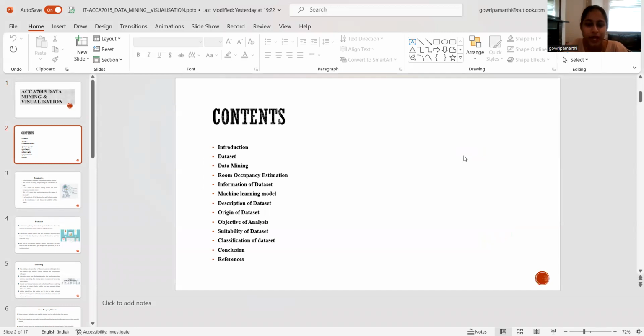These are the contents I'm going to discuss in this PPT. Introduction, what is a data set, what is data mining, room occupancy estimation, what is the information of the data set, the machine learning model, how the machine learning process is involved in room occupancy estimation, description of the data set, the objective of the analysis, what is the suitability of the dataset, what are the classifications of the dataset, and finally conclusion and references. These are the contents.